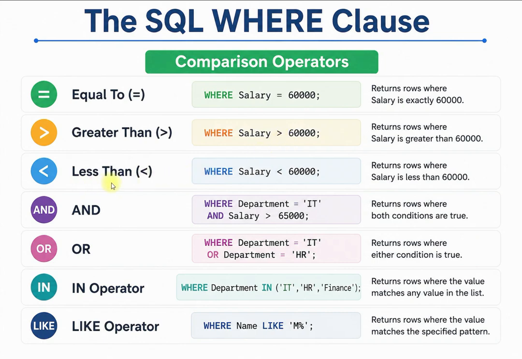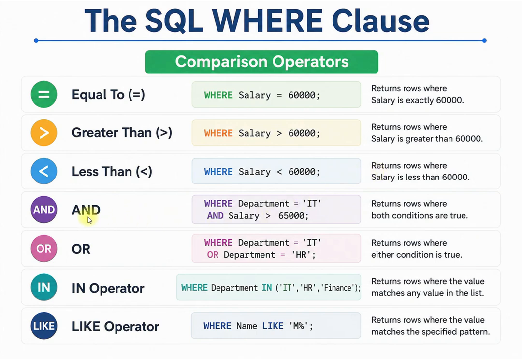And the same goes with the less than, WHERE salary less than 60,000. So it will again filter on the salary. It will show only those employees whose salary is less than 60,000, not greater than 60,000, not equal to 60,000. So it will go through all the records of the employees, it will search for the salary, and if the salary is less than 60,000, then yes, that employee is displayed. If it is not, then that employee is not displayed.